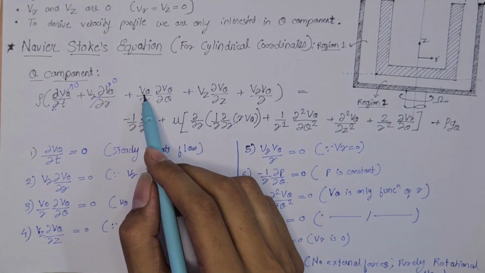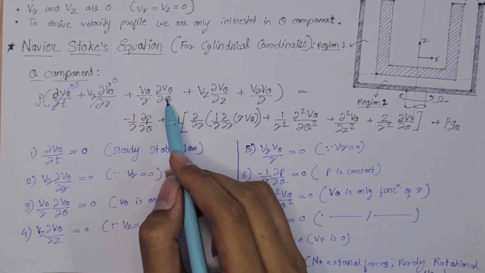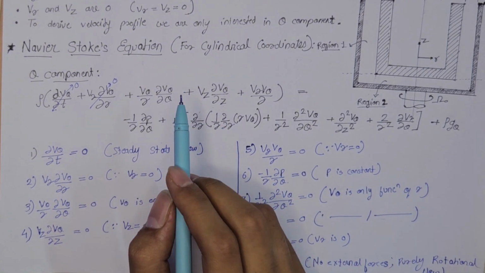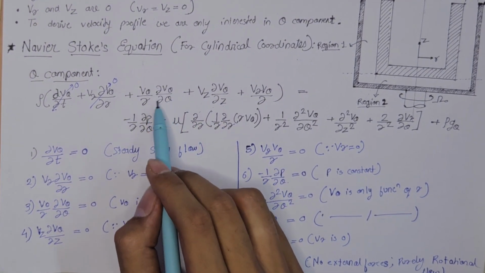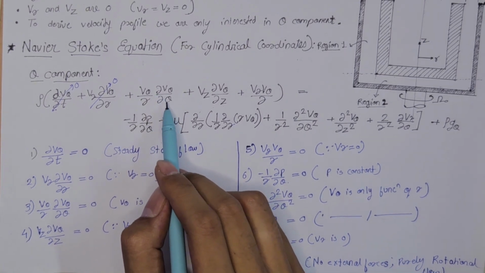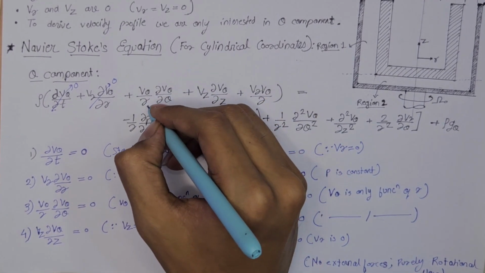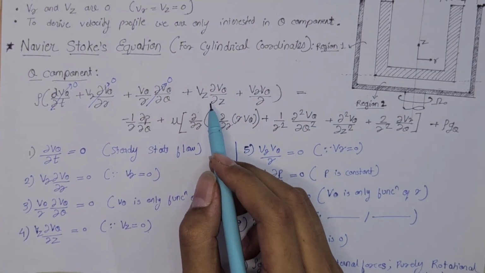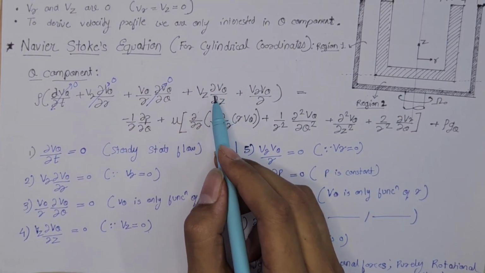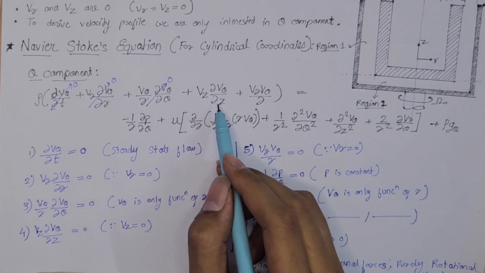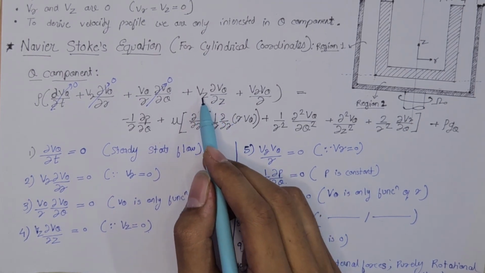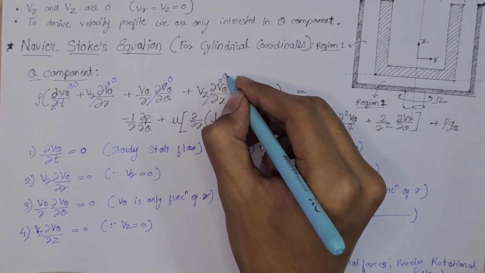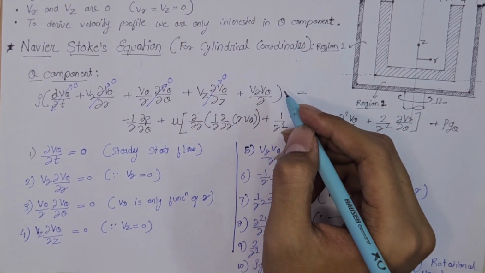Next, v theta by r del v theta by del theta. This is 0 because v theta is only a function of r. So when we differentiate this with respect to theta, it will be 0. So again, this term will be 0. Now we can see here Vz into del v theta by del z is again 0. This is because the value of Vz is 0 as we have stated in assumptions. So we again cancel this term. This will be equal to 0.